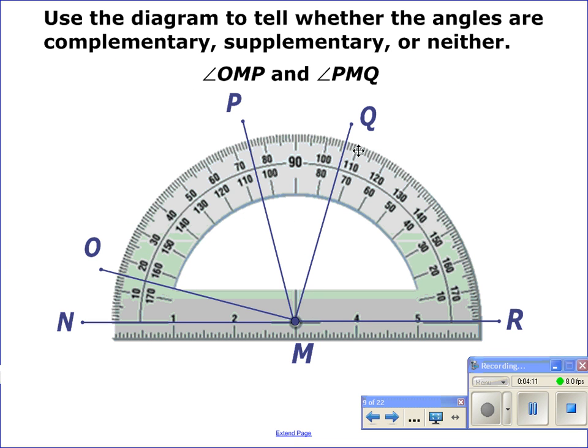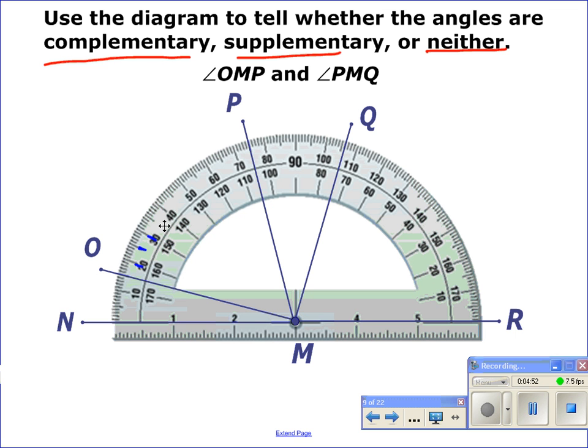Sometimes you're going to have to figure out what the measures are on, this is called a protractor. Okay, and it says angle OMP and angle PMQ. You have to tell whether they're complementary, supplementary, or neither. So angle OMP, you're going to start at O, go in to the M, and come out at P. Whenever you are measuring these angles, each one of these lines is 1 degree. These major lines are worth 5.